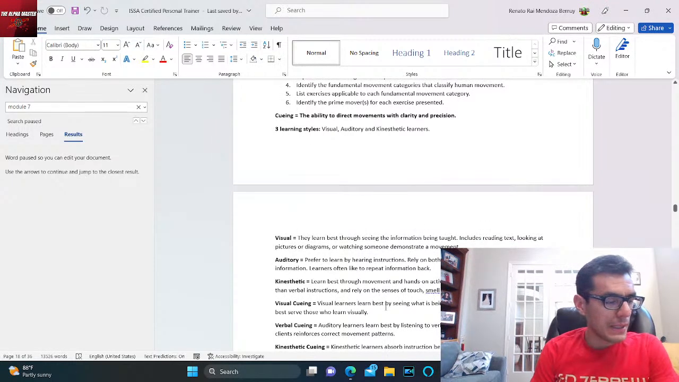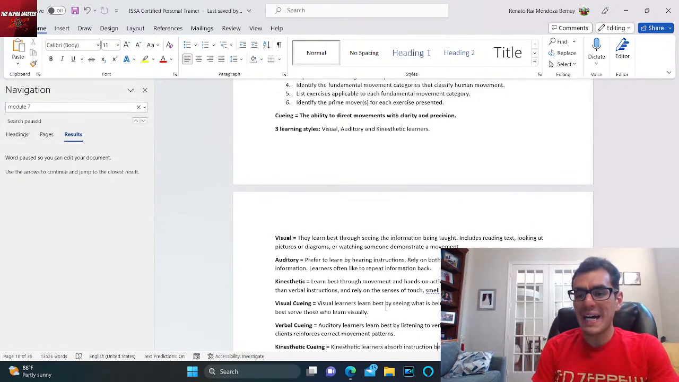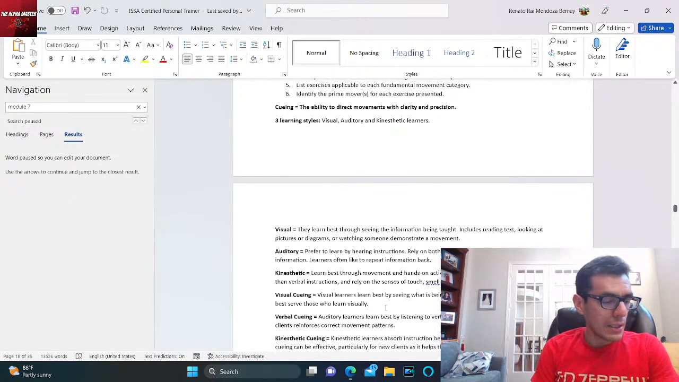And finally, kinesthetic cueing is going to be for kinesthetic learners, who absorb instruction best through hands-on learning. Physical cueing can be effective, particularly for new clients, as it helps them develop kinesthetic awareness.